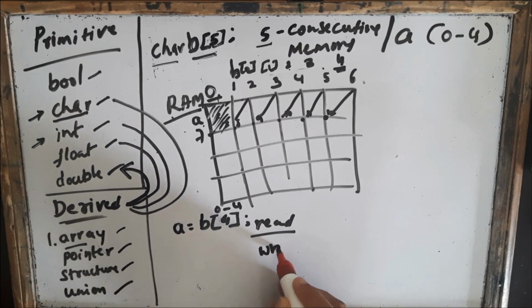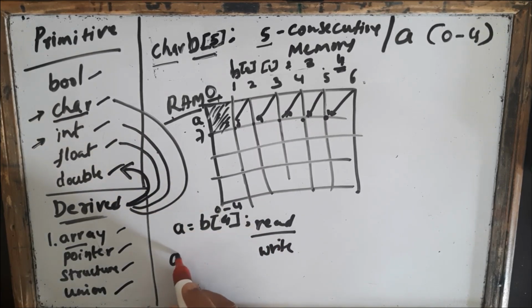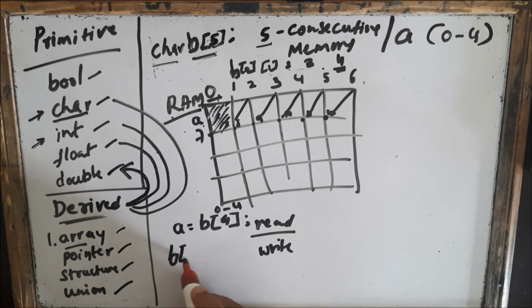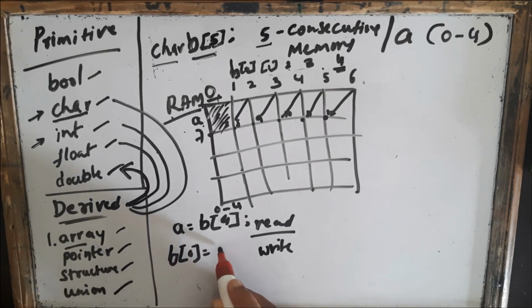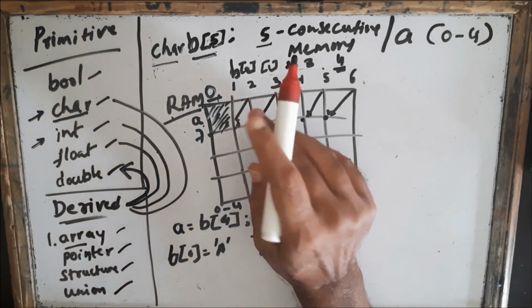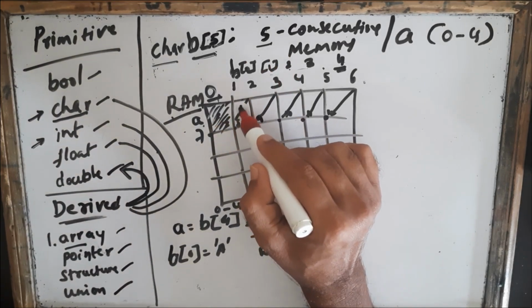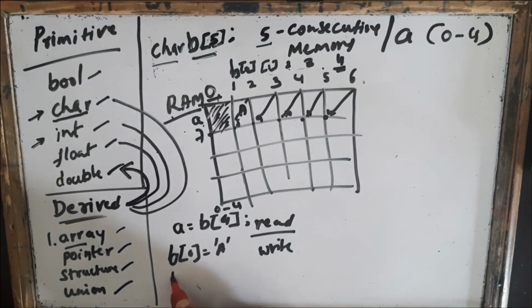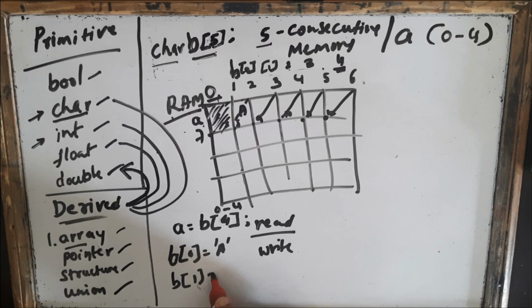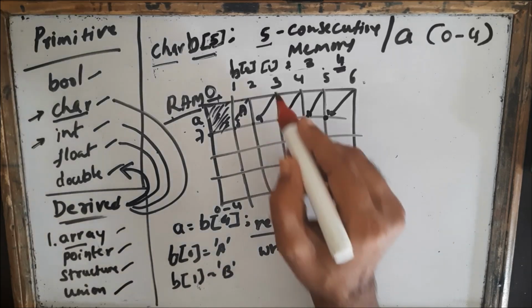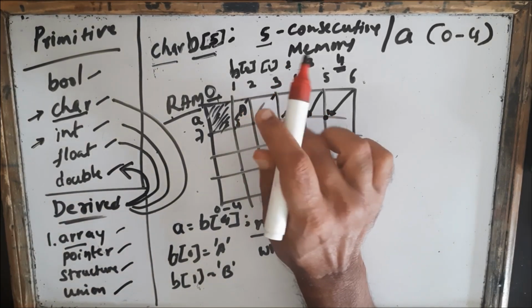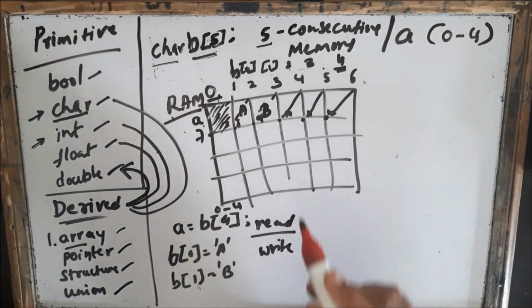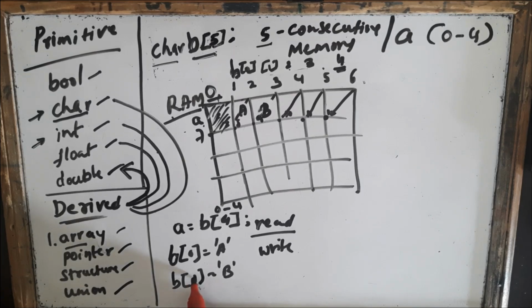Now the write operation, how to write. B of 0 is equal to A. That means A will be allocated and A will be stored here in the 0, like that. B of 1 is equal to B. Then B will be stored here. Like this, you can change the index here from 0 to 4.